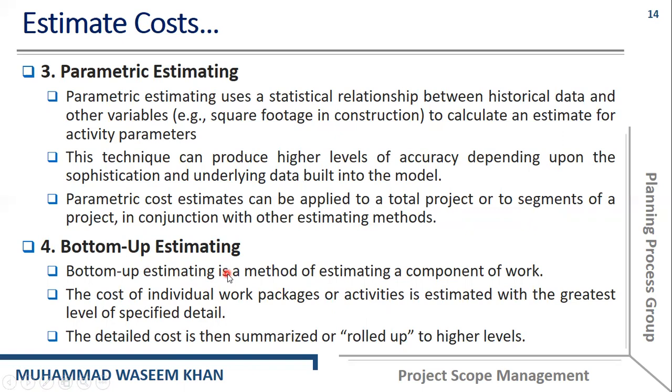Bottom-up estimation is a method of estimating a component of work. The cost of individual work packages or activities is estimated with the greatest level of specific detail. The detailed cost is then summarized or rolled up to higher levels. In a bottom-up estimation technique, we estimate the cost of the control accounts and work packages by moving from the smallest activities toward the control account in the work breakdown structure.